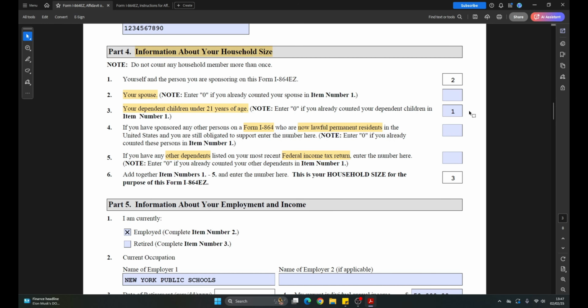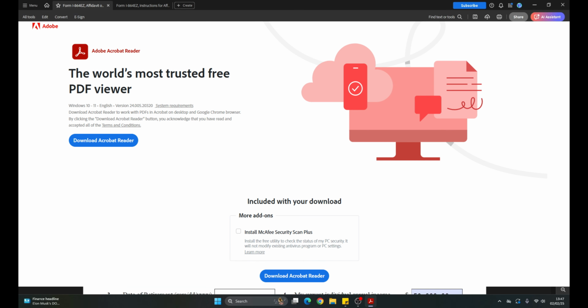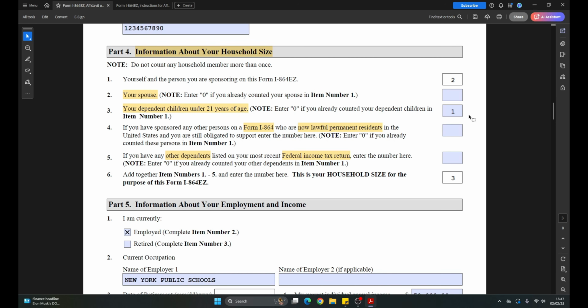The only way to make this form editable correctly is by using Adobe Acrobat Reader on desktop, and you must open a blank new unedited form I-864EZ with Adobe in order to then be able to edit this form.